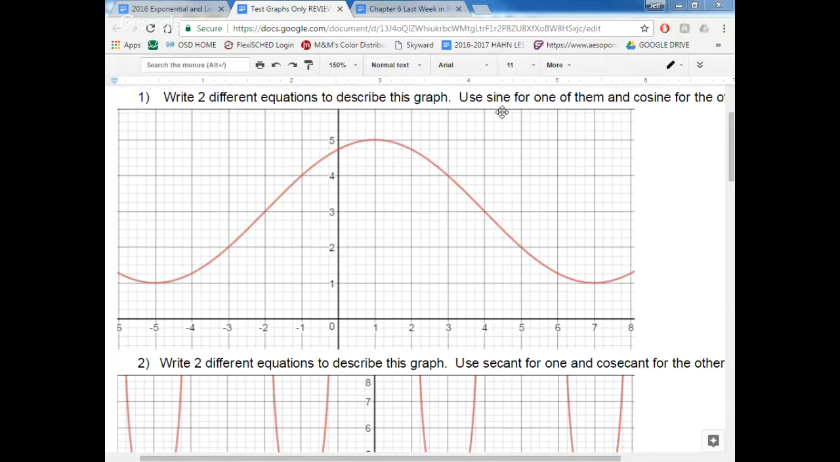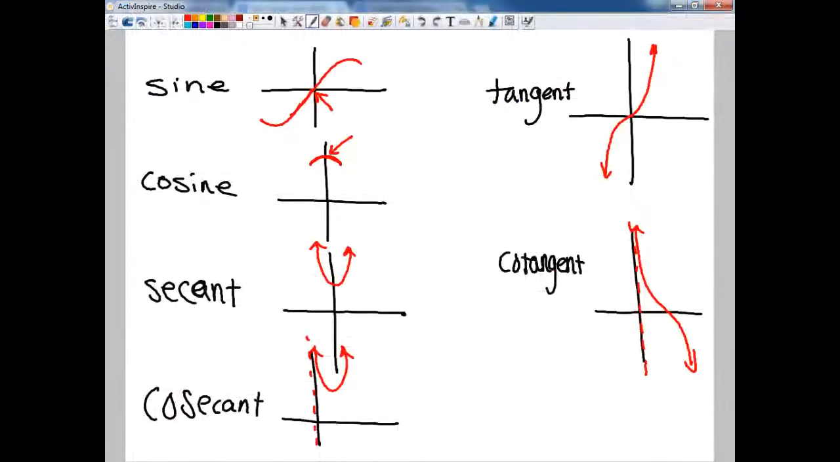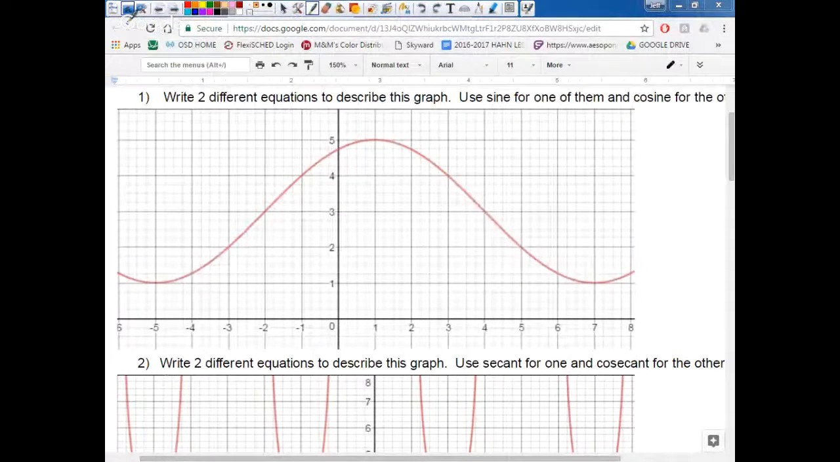Hold on. I don't have my drawing tool up. Now I can put it up. Oh, actually, that was kind of nice though, wasn't it?